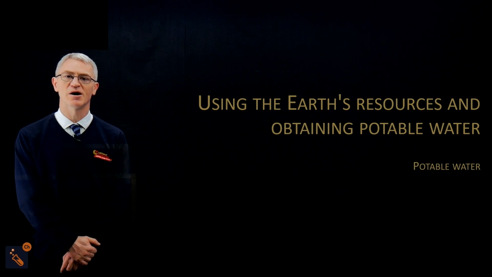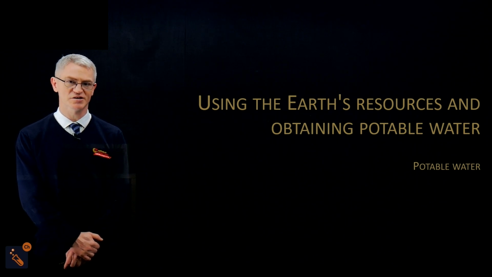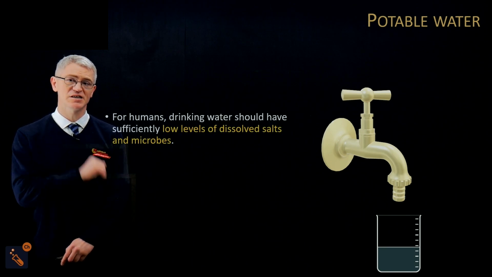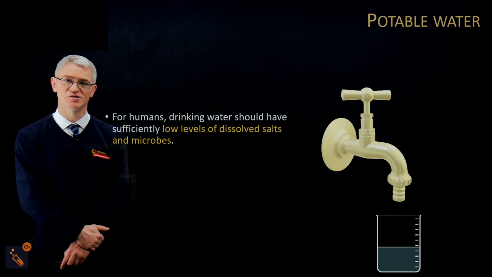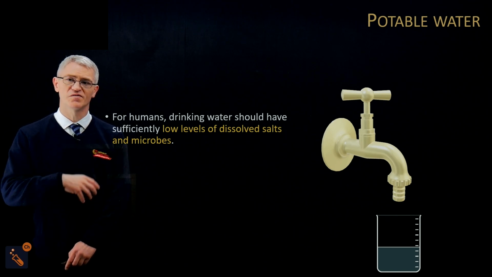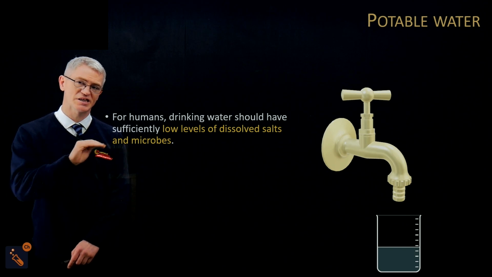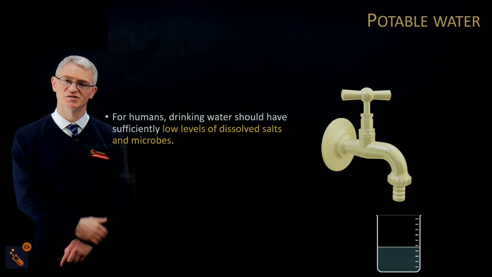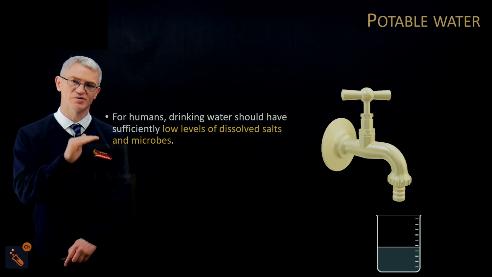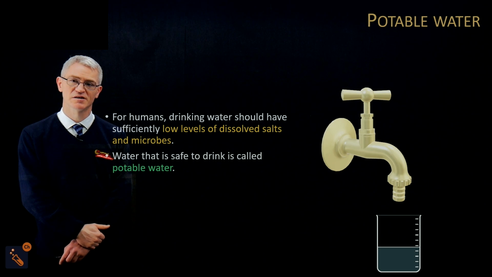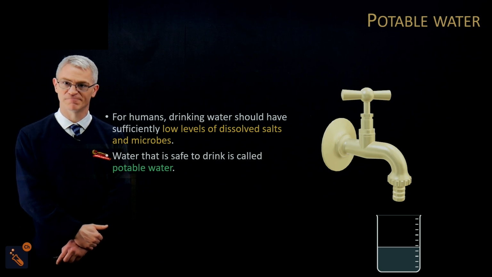In this video, we're going to talk about potable water and how you get it and where you get it from. Now, potable water is just drinking water that has sufficiently low levels of salts and microbes, and we filter out all of the material that's bad for you out of that water, and then we kill most of the microbes. So there's a good low level of both, which is perfectly safe for you to drink, and that's why we call potable water water that is safe to drink.